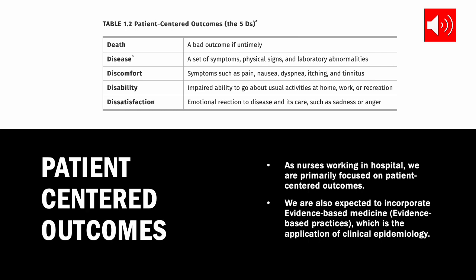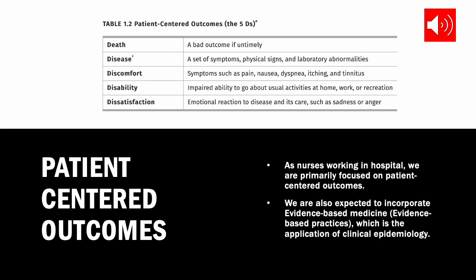Now, as nurses working in hospital settings or even home healthcare settings, we are primarily focused on patient-centered outcomes. And you can utilize the 5 Ds for this. So we're looking at death, disease, discomfort, disability, and dissatisfaction. So obviously death is a bad outcome if it's untimely. Disease is a set of symptoms, physical signs, and laboratory abnormalities. Discomfort, so symptoms such as pain, nausea, dyspnea, itching. Disability would be impaired ability to go about usual activities at home or work.